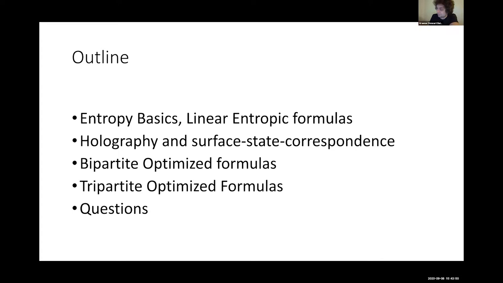Anyway, I'll tell you what I know about holography and surface-state correspondence. Surface-state correspondence is a generalization of holography that we're going to use as a tool to evaluate our formulas. Then we'll talk about both bipartite and tripartite optimized formulas, I'll tell you what that is in a minute, and I'll talk about the many open questions that we would like to get answers to.